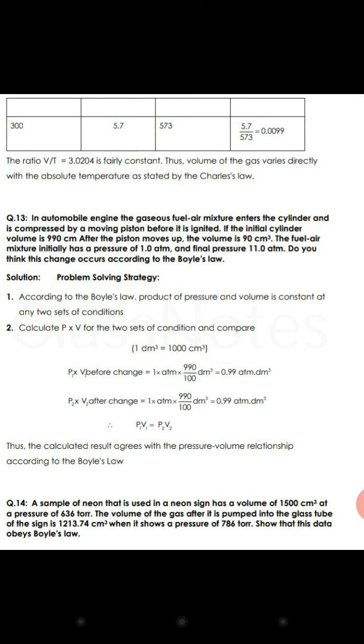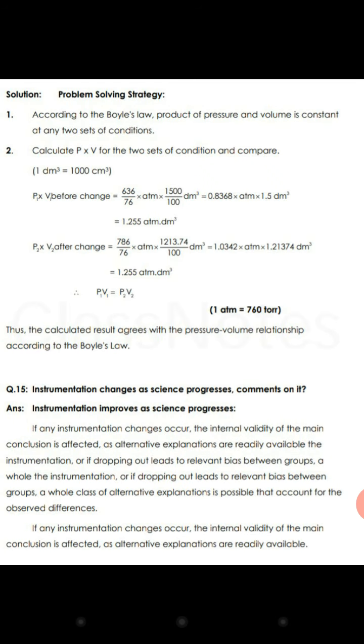The same thing, V1 and P1 and V2 and P2 we have to find out. Again we will follow the same procedure as in the previous exercise. P1 and V1 we will multiply and divide by what? 1500 by 100 we will get 0.8368, okay, into 1.58, again 1.255. Again you can see that we are getting the same result. It means P1 V1 is equal to P2 V2.